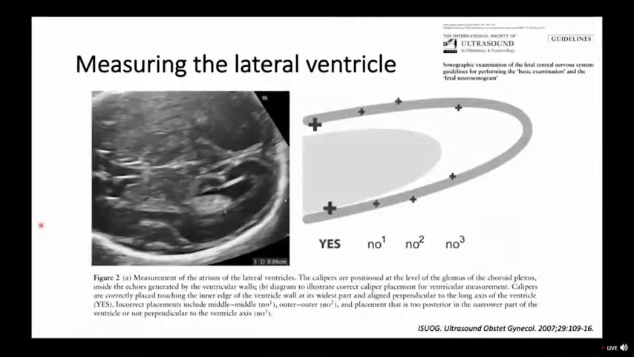We're going to talk a little bit about a measurement. It's one of the more common ones in the head. Obviously, we're taking biparietal diameter, the head circumference. We're measuring the cisterna magna. We're measuring the nuchal fold. We measure this lateral ventricle, and I'd like to spend a little bit of time on this because this is an important measurement that can generate a lot of controversy, unfortunately, if we don't do it correctly.